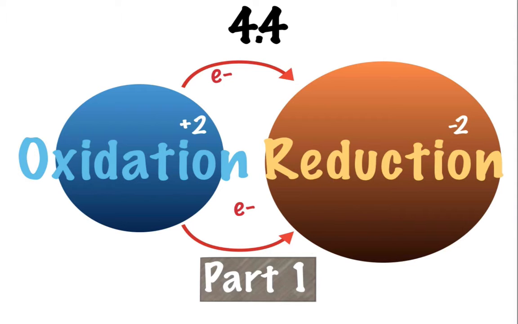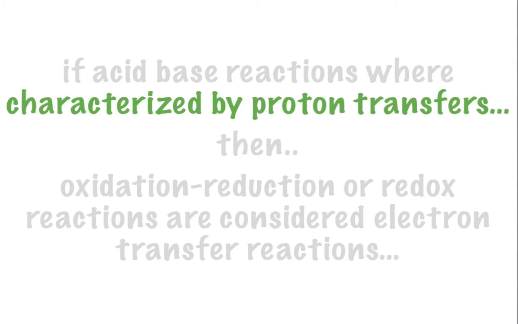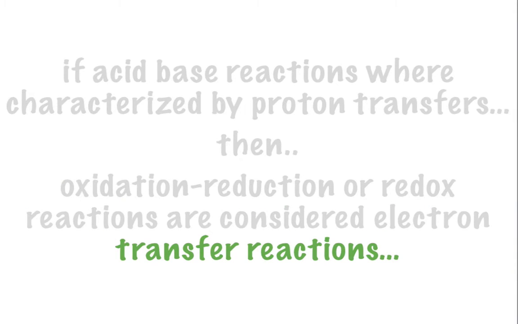So to begin, if an acid-base reaction, the topic that we discussed in the previous videos, if these acid-base reactions were characterized by proton transfers, right? If you remember, you have one compound transferring a hydrogen ion or a proton to another, and those were Bronsted acids and bases. So if an acid-base reaction is a matter of a proton transfer from one compound to another, then an oxidation reduction, or a redox reaction, these are considered electron transfer reactions.